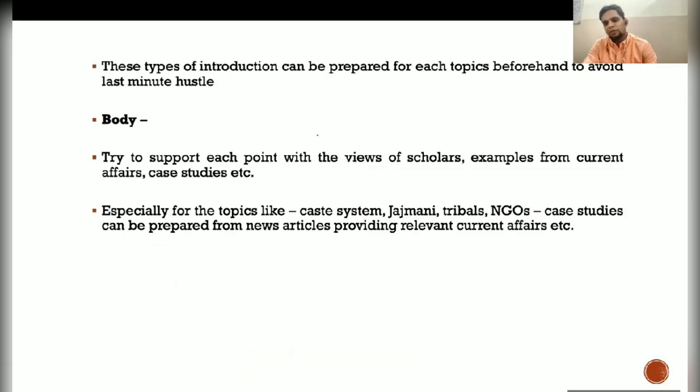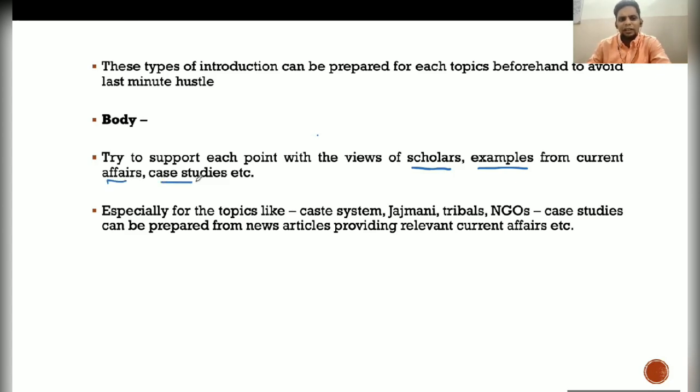In terms of the body, once you have the introduction ready, the next thing you wade into is the body. Whenever you make a point, try to defend that point with the views of scholars. This could help you. You could even bring in examples. We've tried to give you as many examples as possible. You can refer to the sources and add those things.